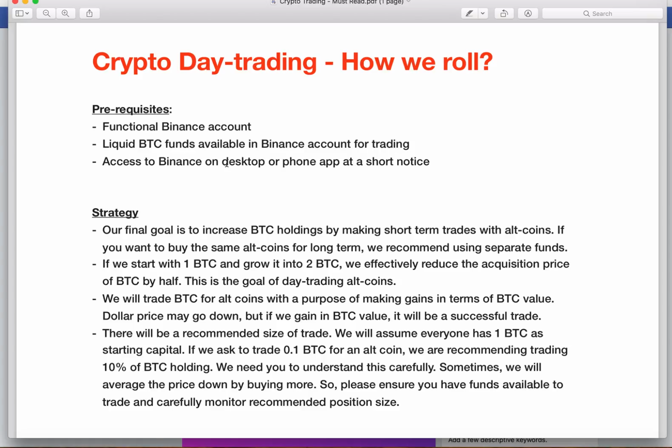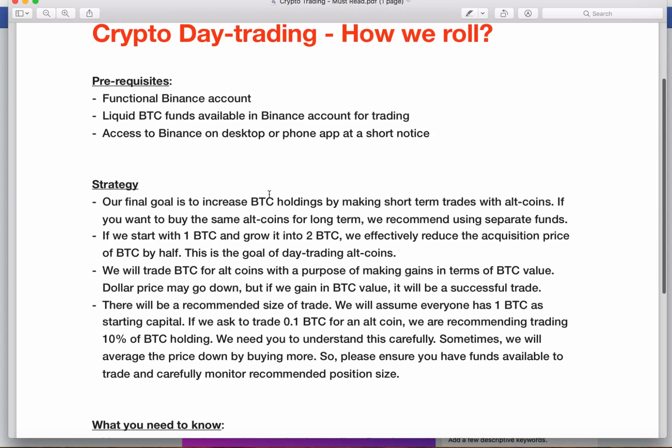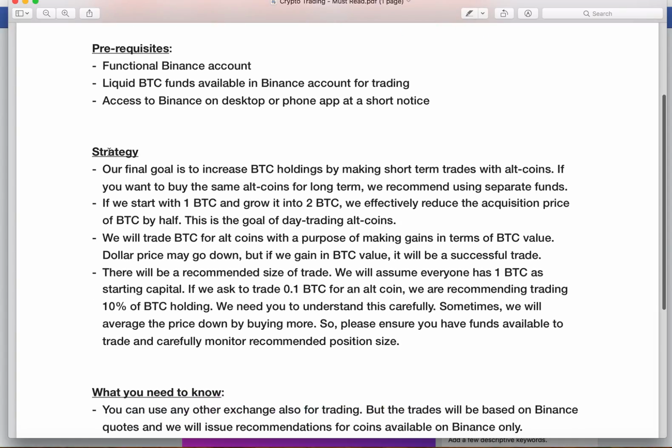Then access to Binance on desktop as well as the phone app, just to monitor where the prices are heading. The phone app has been giving some trouble recently, but we can always delete the app and reinstall. That is a workaround which is working for me whenever Apple has a problem with some kind of licensing of the app. So anyway, let's get back to the strategy.